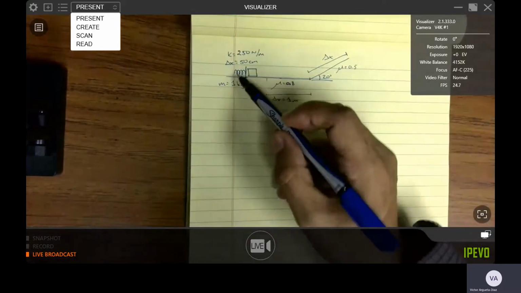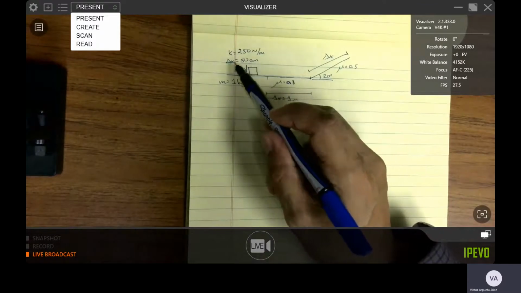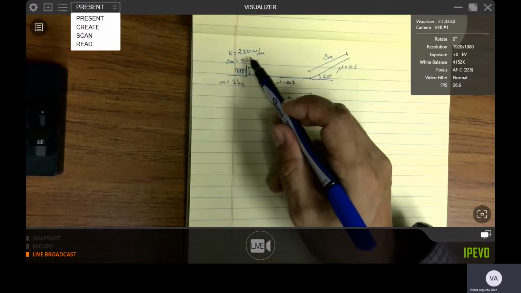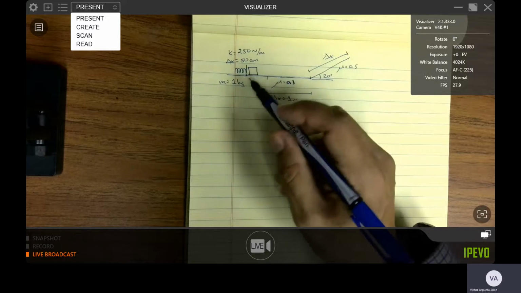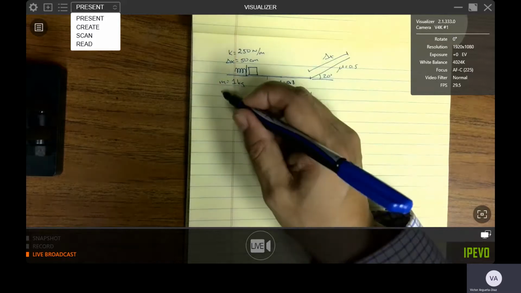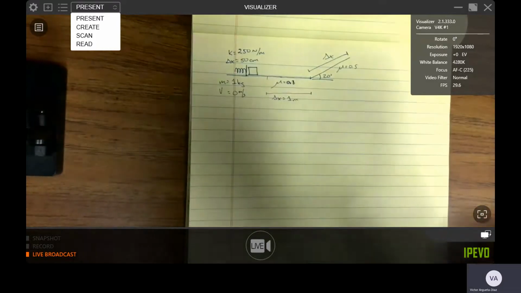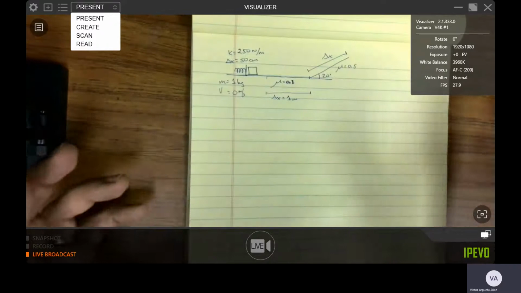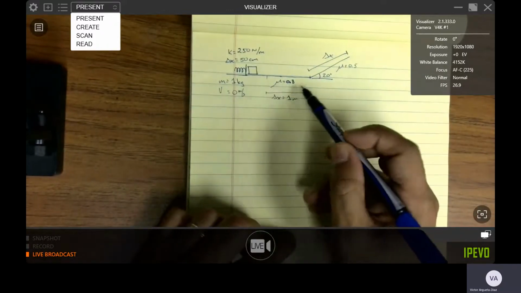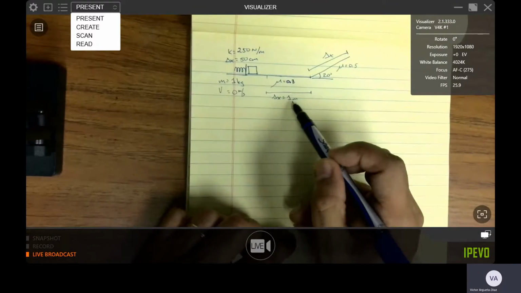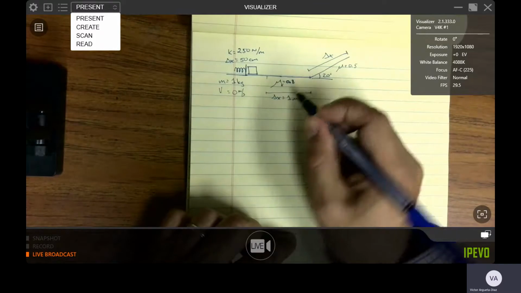So really quick, we have a spring that is compressed 50 centimeters, and the spring constant is 250 newtons per meter. At the end of the spring, we have a block, and the block has a mass of 1 kilogram, and obviously the initial velocity is going to be 0 meters per second. After the spring is expanded, the mass is going to be moving along a rough patch, and this rough patch has a length of 1 meter, and we're going to have a friction coefficient of 0.1.